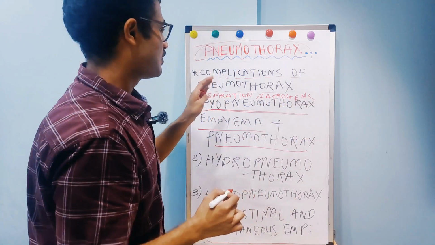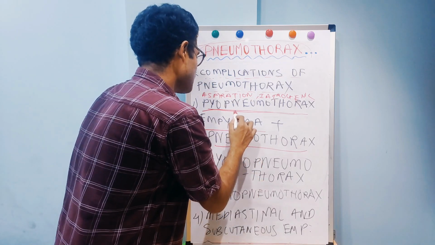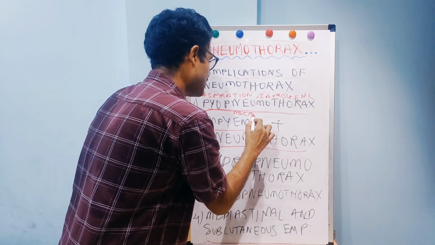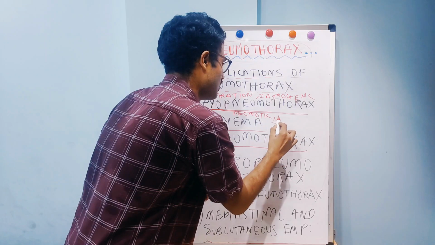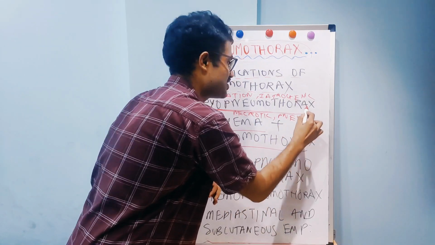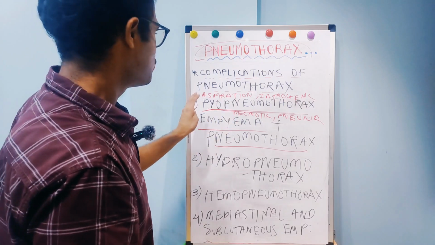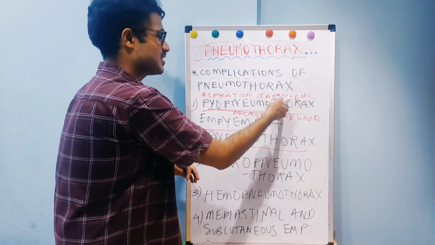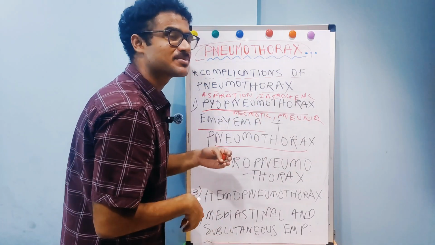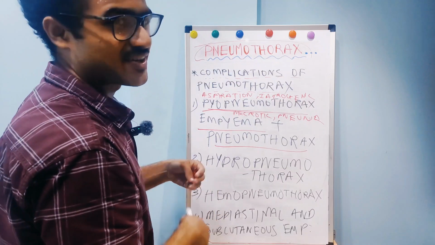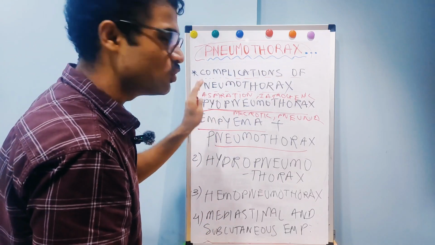Then it can also happen due to necrotic pneumonia, lung abscess, caseous pneumonia, etc. So basically there are many causes of this pneumothorax. So you should know this: aspiration, iatrogenic, necrotic pneumonia, lung abscess, etc. So basically these are the causes of pneumothorax.